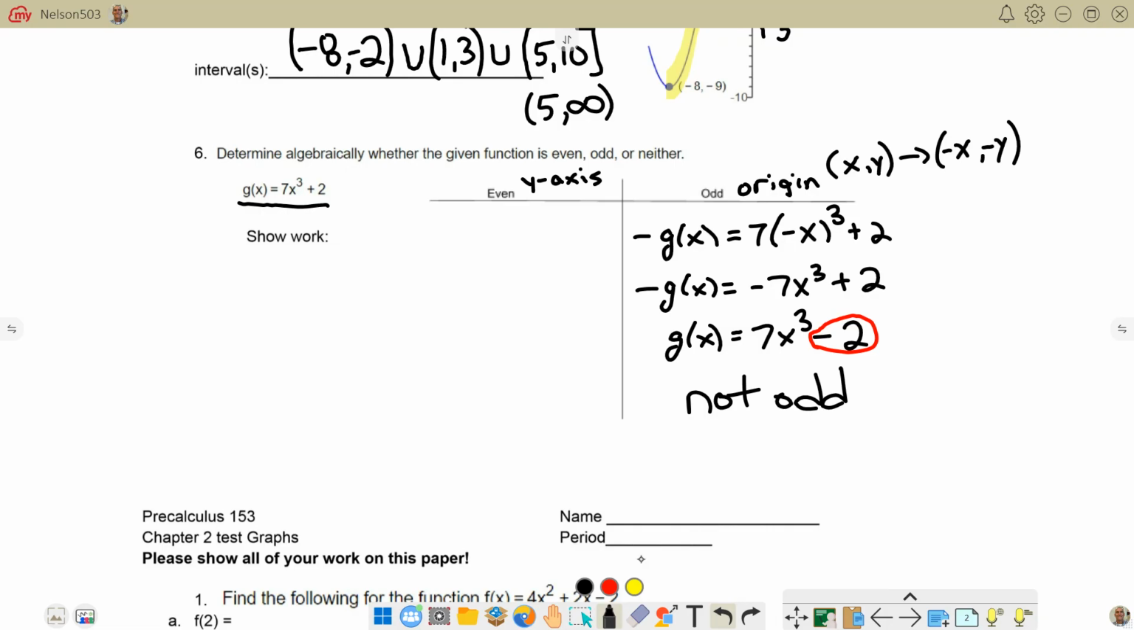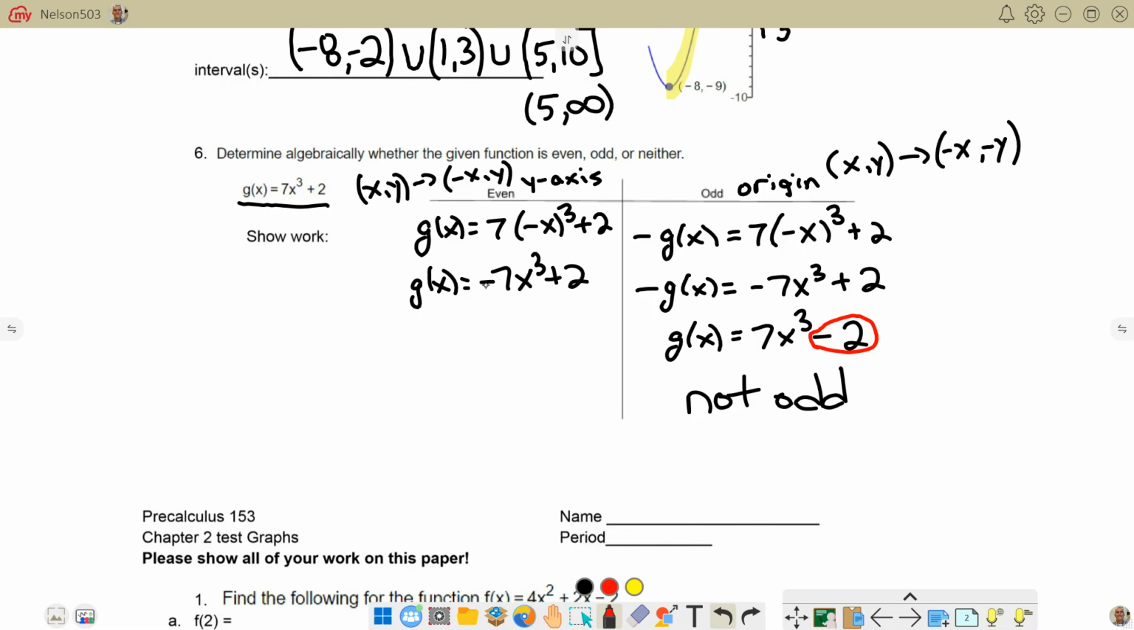All right? Now let me try that with even. If I have some x, y, I should have a matching negative x, y. So let's do that. G of x, does it equal 7 times negative x cubed plus 2? I get g of x equals negative 7x cubed plus 2. Not the same thing because we now have a negative 7 right here when we should have had a positive 7. So this one is not even.